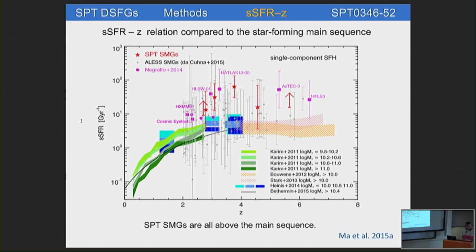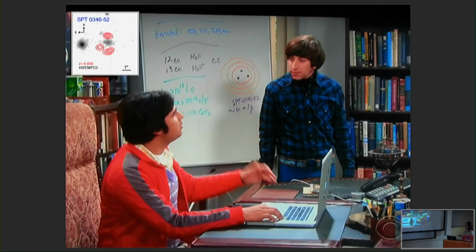One of the SPT sources, 0346, even showed up in the Big Bang Theory on the whiteboard. SPT 0346, the 3 black dots correspond to the 3 lensed images. You can check it out. It's in one of the episodes in season 3, I think.